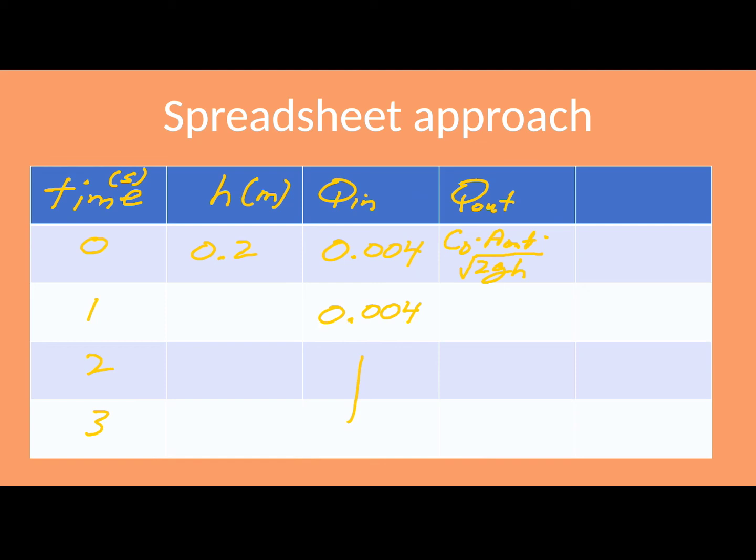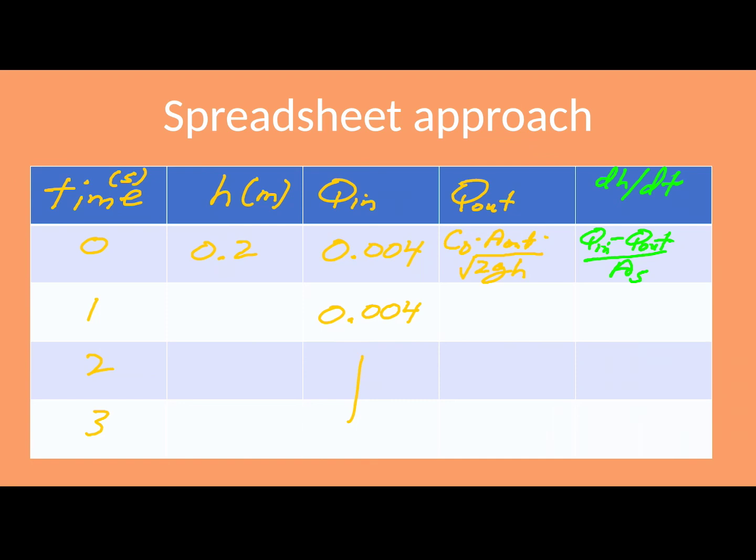And the last column is essentially our dH/dt, and dH/dt is Q in minus Q out, so grab those two columns and divide by A_s, okay? So that last column there, dH/dt, Q in minus Q out, and then divide by the surface area of the tank. Now, that's for the first initial condition, and that's basically the example problems that we already solved.